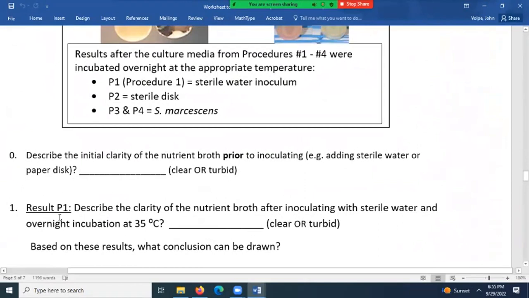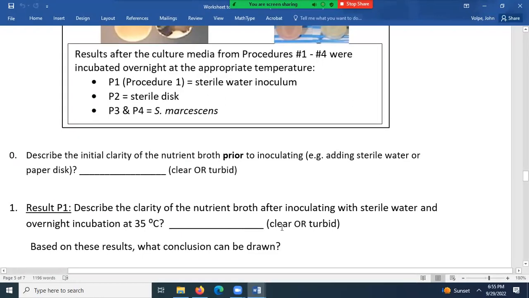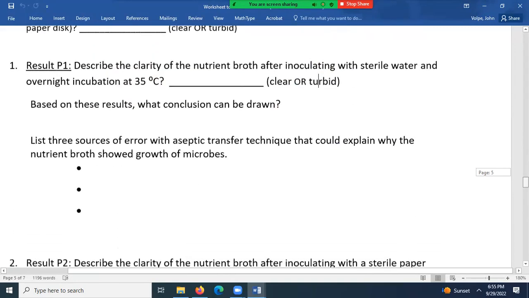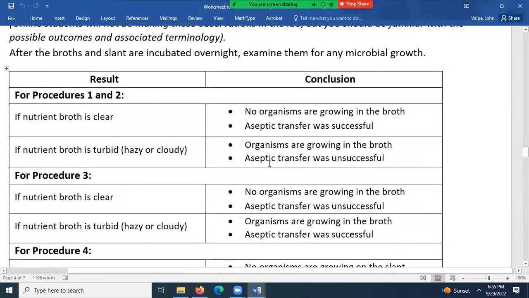And then for 1, this goes to the result of procedure 1. Describe the clarity of the nutrient broth after inoculating with sterile water and overnight incubation at 35 degrees. Is it clear or is it turbid? And we have a picture right here. That's procedure 1, so answer that. Based on these results, what conclusion can be drawn? Use the table to answer the conclusion, and it should be worded similar to the wording in the table.